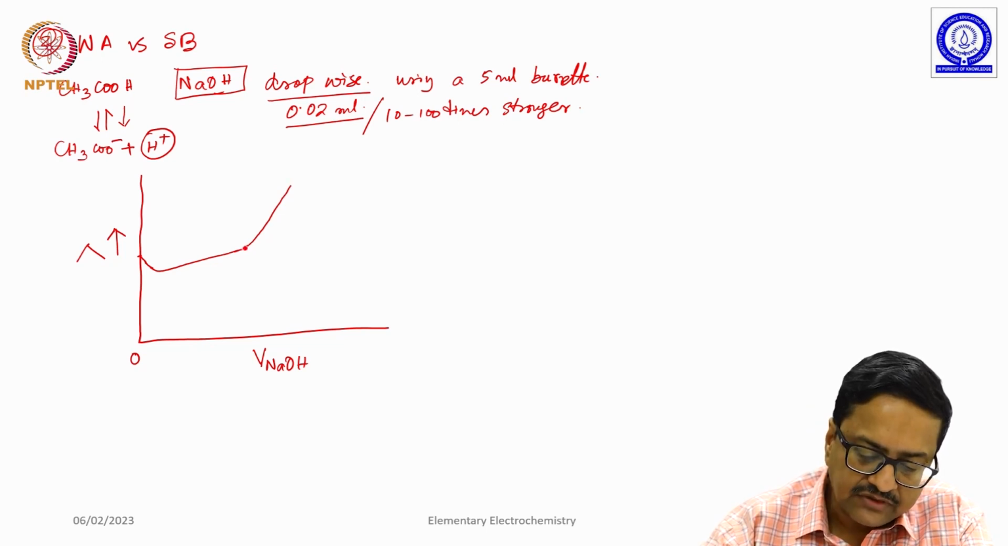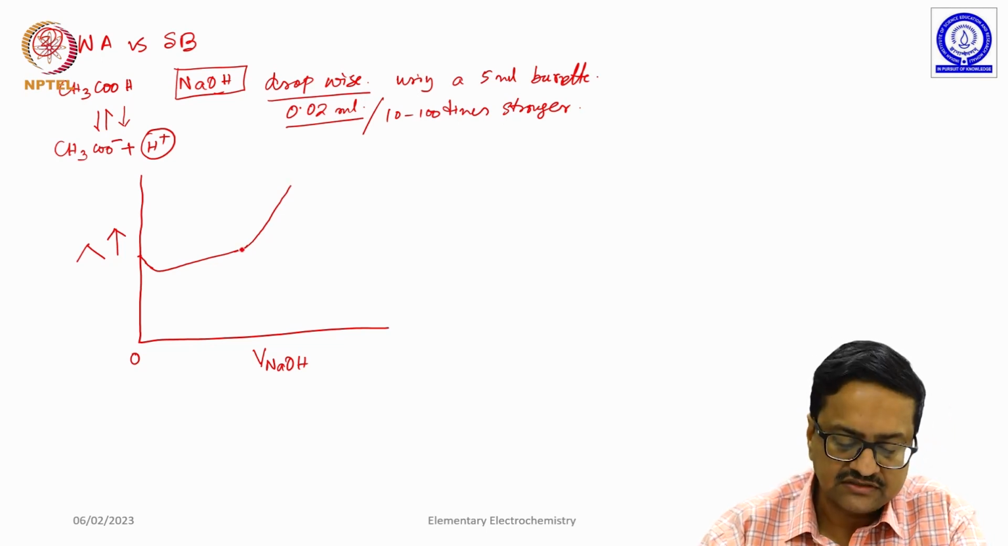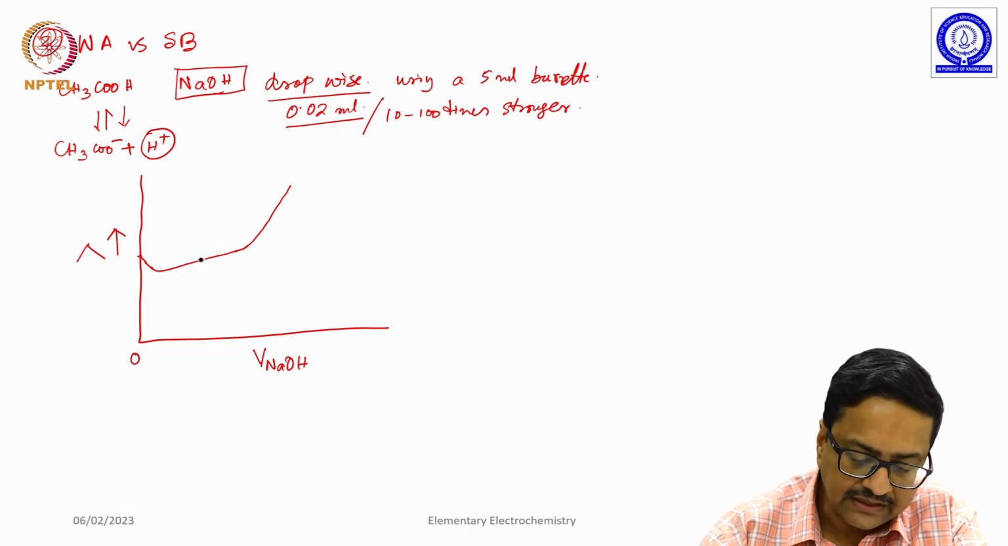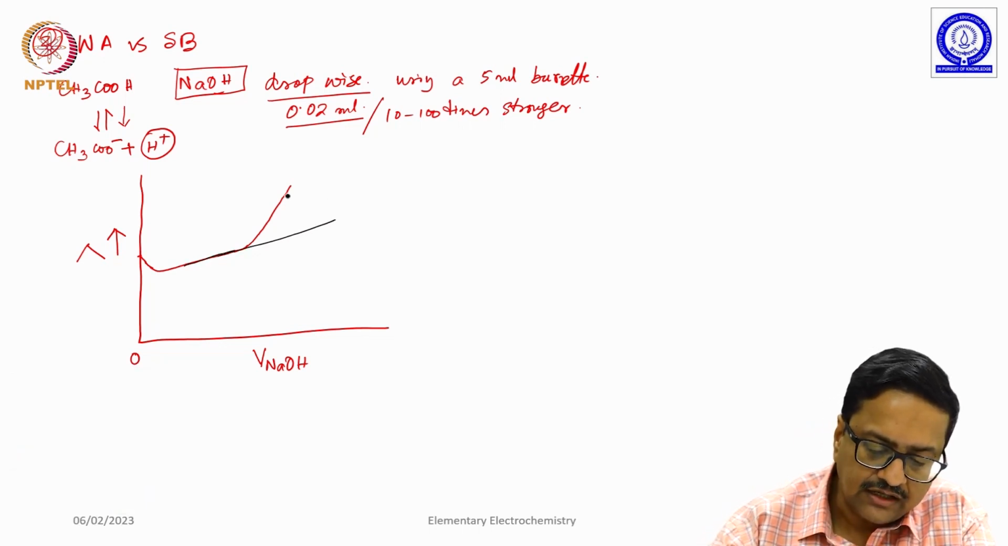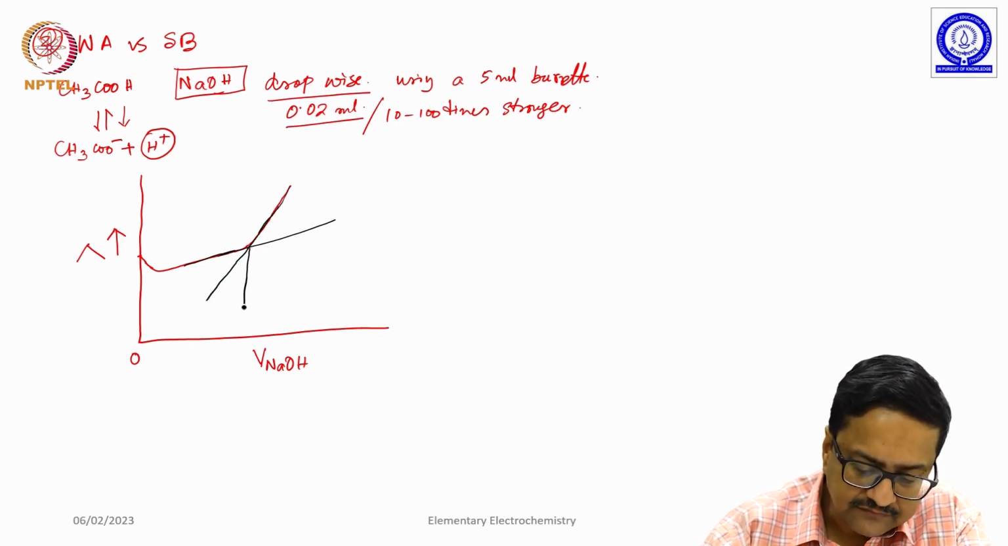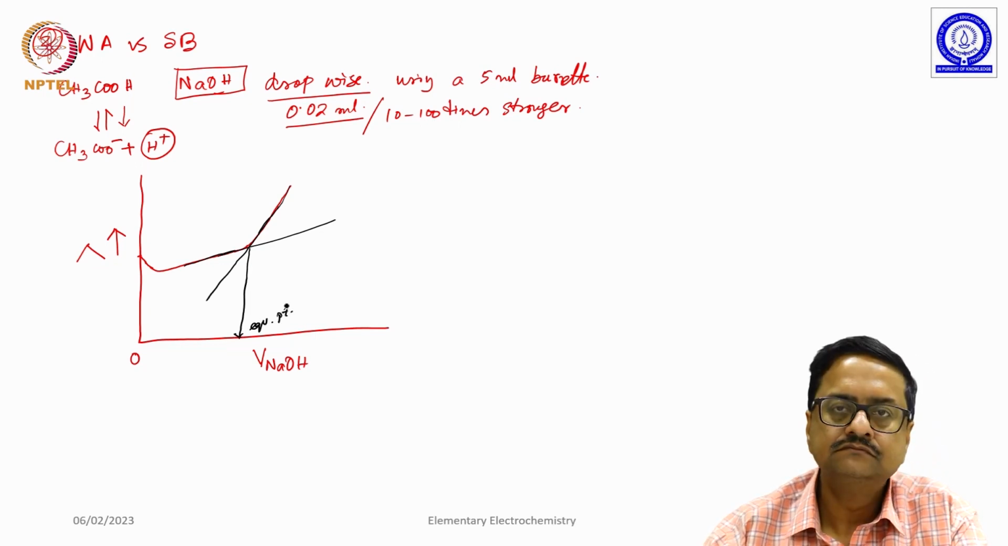So this point, which is where the deviation starts, one has to draw a tangent on this line and a tangent on that line. Wherever the two tangents meet will be your equivalence point. Right?